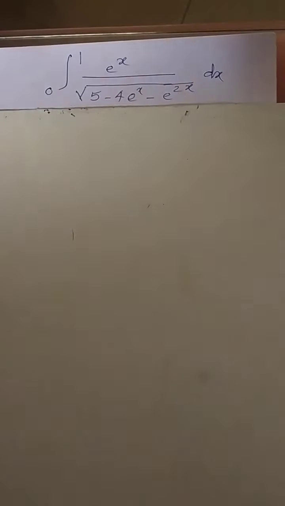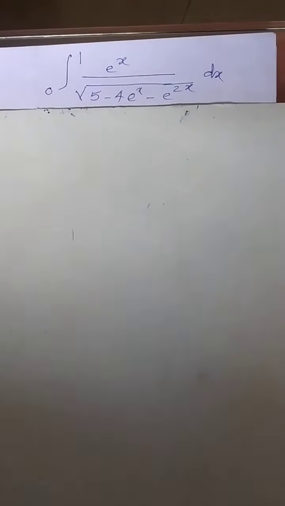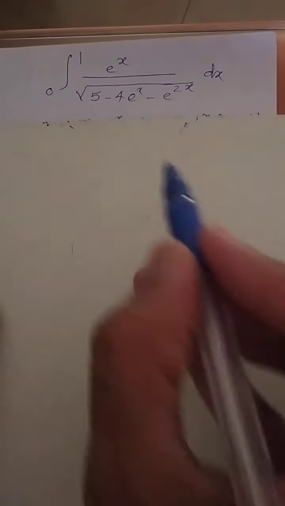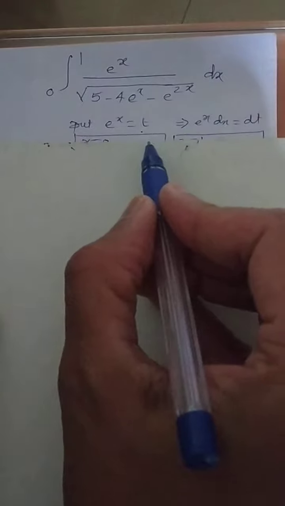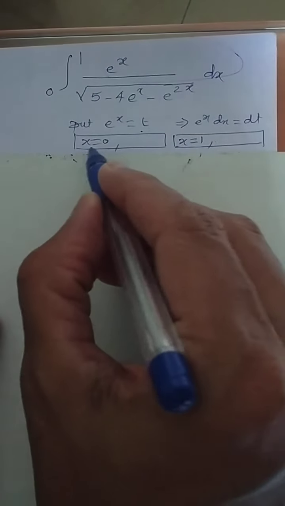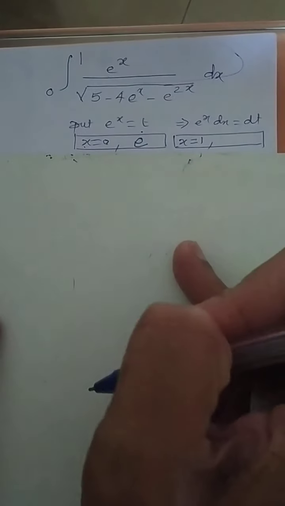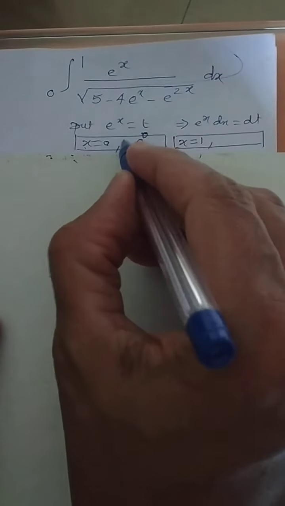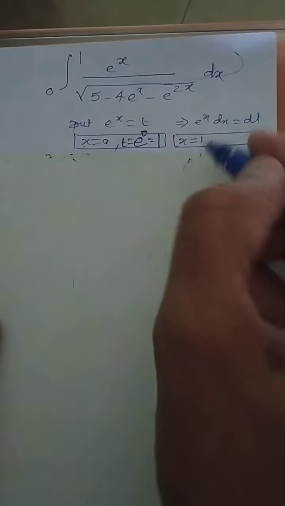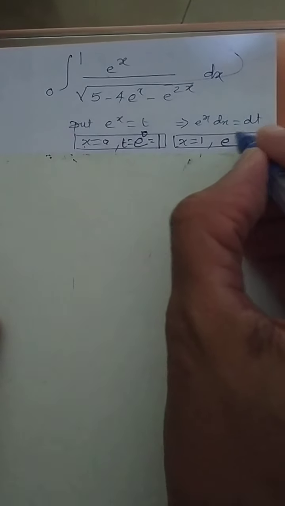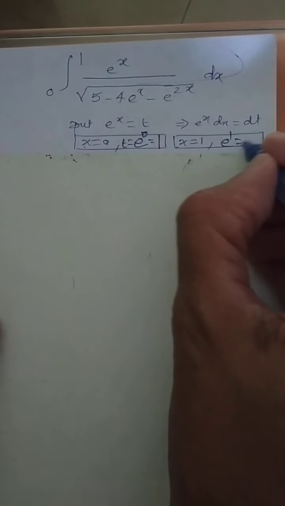See the next question. Without the lower limit and upper limit, think about this as a question of substitution. So e raised to power x is equal to t. So e raised to power x dx will be equal to dt. Limits change. For x equal to 0, it will be e raised to power 0, which gives you 1, and whenever x is equal to 1, e raised to power 1 will be equal to e.